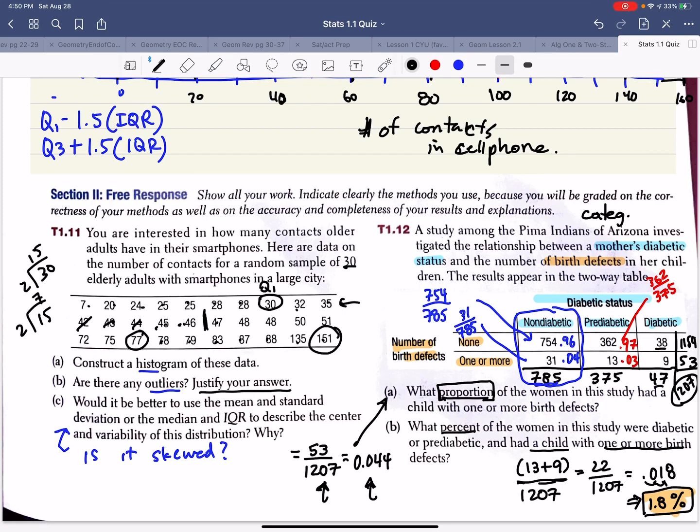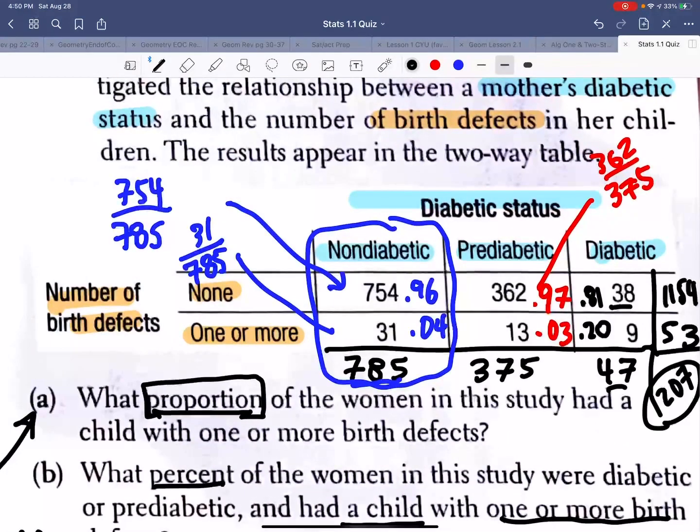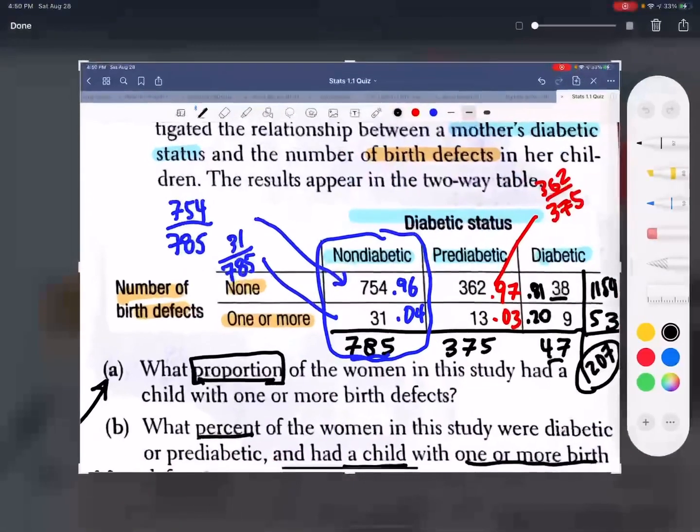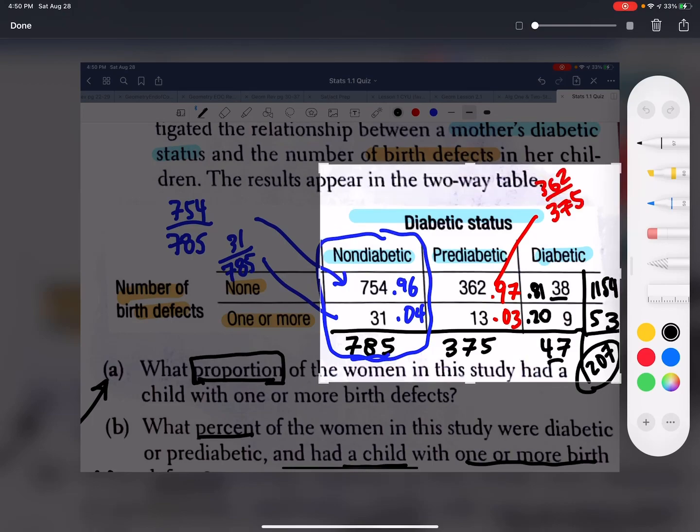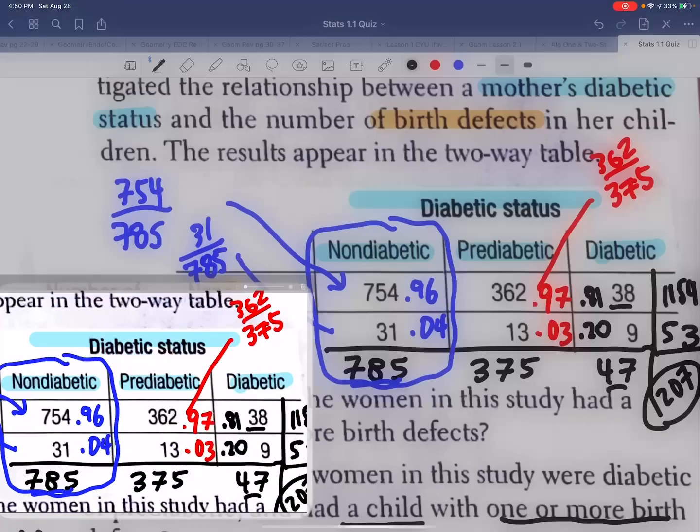38 out of the 47. 38 out of the 47, 0.81, right? Which means this would be 0.20. Okay. Now I'm going to take a snapshot of these so that I can transfer this information on the other page.